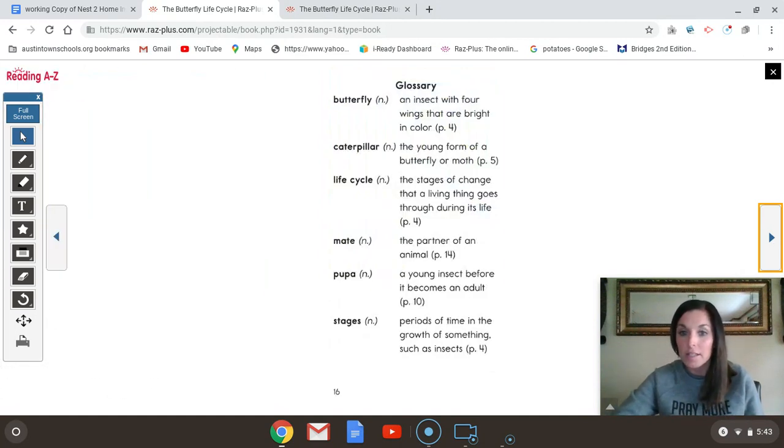Okay, and then here's our glossary. I told you guys at the end of this story is a glossary, and it tells you the definition or the meanings of each word, okay? So we have butterfly, caterpillar, life cycle, mate, pupa, and stages. And then it explains after each word what they mean. And this letter N in parentheses means it's a noun. So it names a person, a place, or a thing. So it looks like all the words in our glossary are nouns.